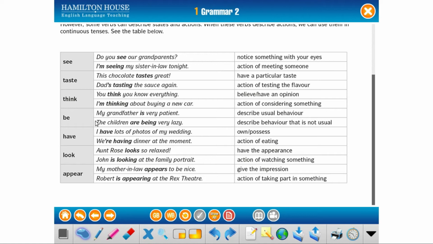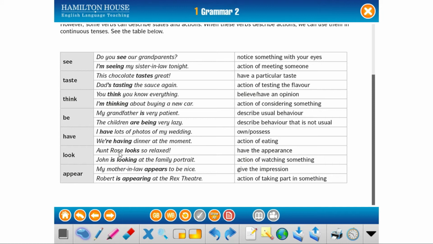But what about if one day, we're going to use Fernanda as an example. What happens if one day Fer feels a little sick and she comes to the class and she's not talking? We can say, Fernanda is being quiet. Like this example, the children are being very lazy. That describes a behavior that is not usual. As in the example that I used before, Fernanda is very talkative. That is something common on her. But if I say Fernanda is being very quiet, I'm telling you that it's not normal for her to be quiet.